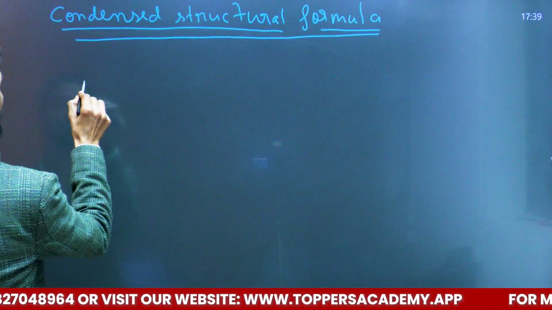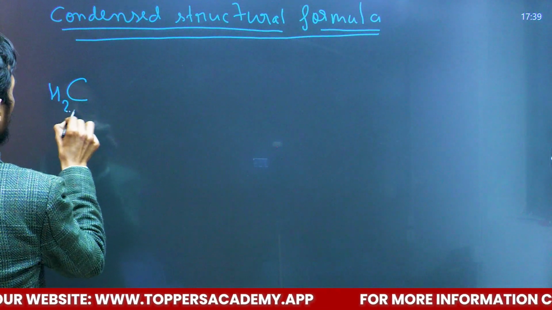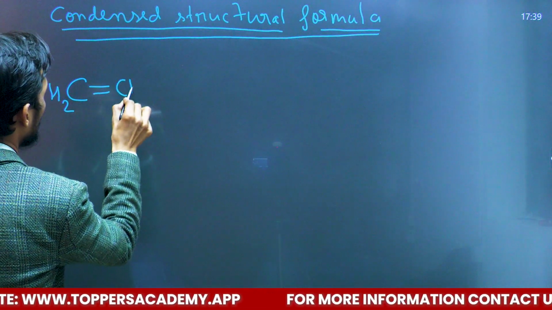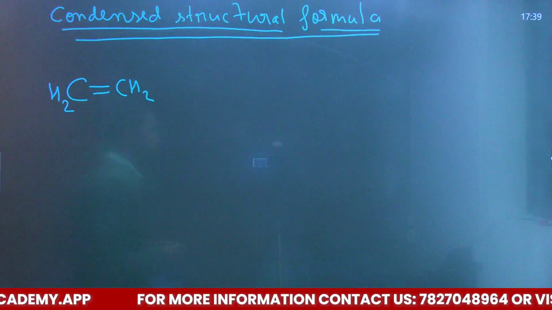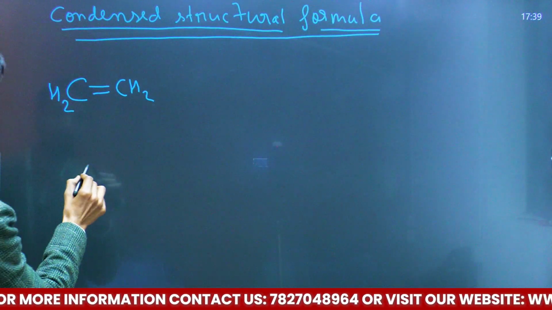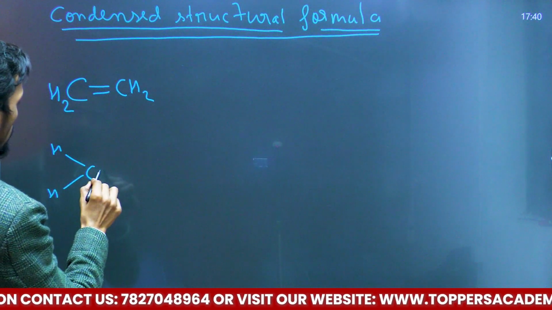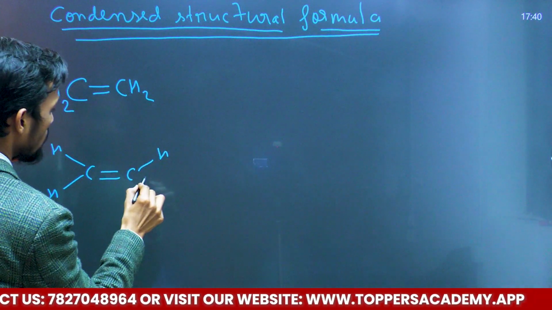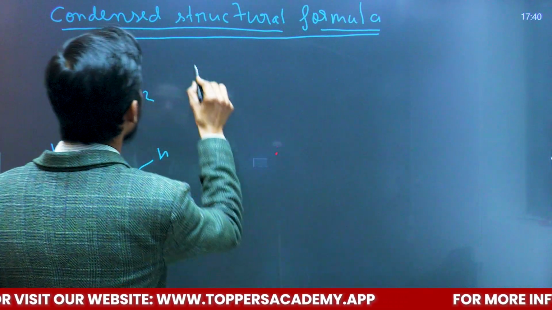Like this is our compound, CH2=CH2. This is the condensed structural formula of ethene. What we have done over here is omit these two hydrogens. Sometimes we will omit all of these. You can write this down also.